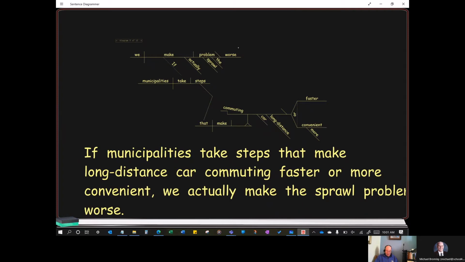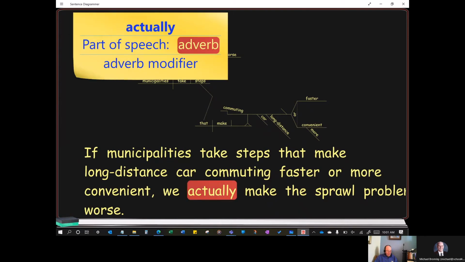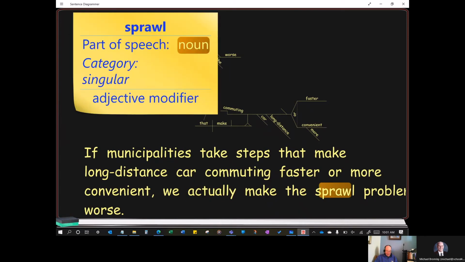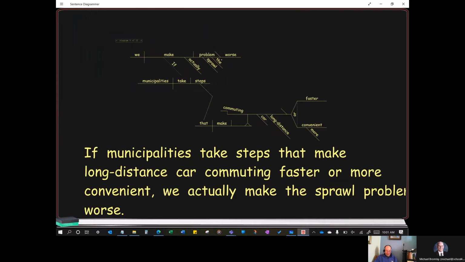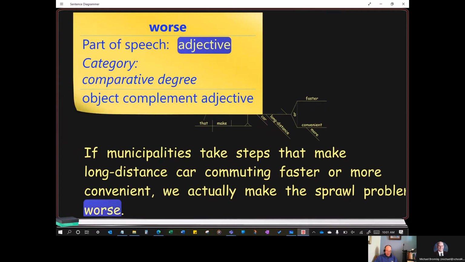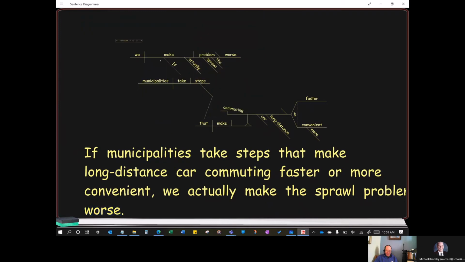We make problem worse, and then we add in things like our adverb actually. For the problem, we have an adjective modifier. We have an article, which is an adjective modifier, and then we have our object complement adjective, right? We make problem worse. So we have our subject. We make what? The problem. We make the problem worse. All right. Now, how do we make the problem worse?